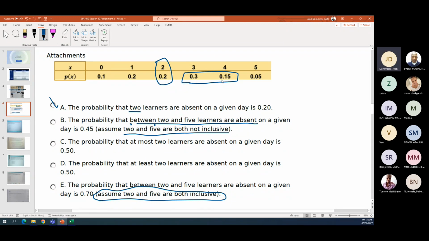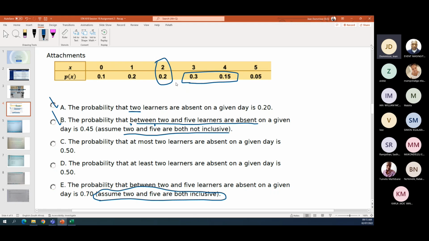3 and 4 is 0.3 plus 0.15, which is 0.45. Okay, so not inclusive. So let's do E now, because here we use inclusive. The probability that between 2 and 5 learners are absent on a given day, assume 2 and 5 are both inclusive. Okay, so now we basically include 2 and 5. So that is 0.2, 0.5. Okay, so it gives you 0.7.